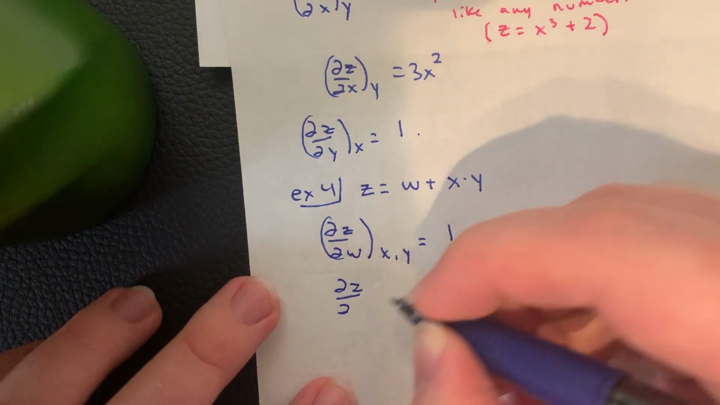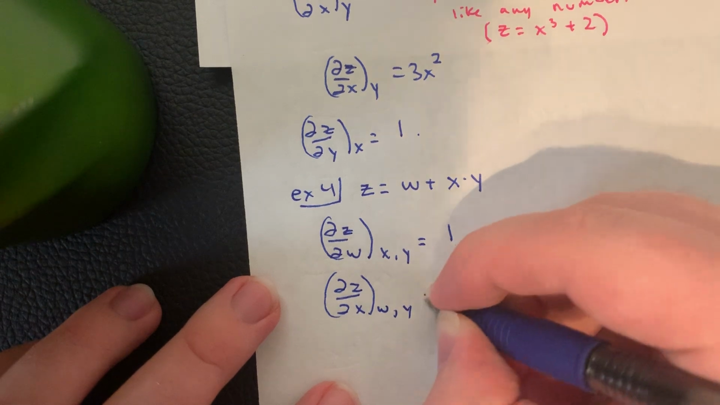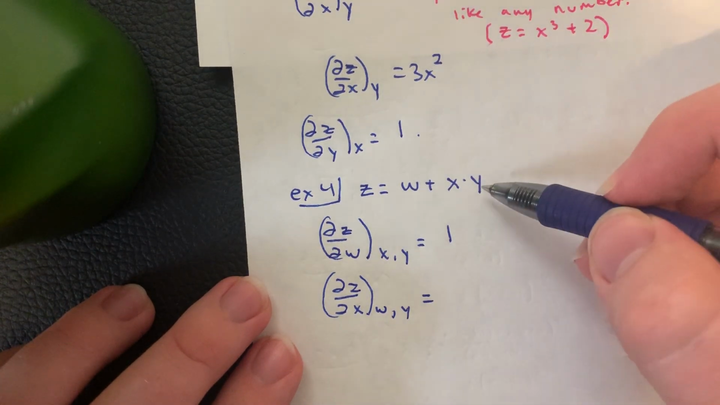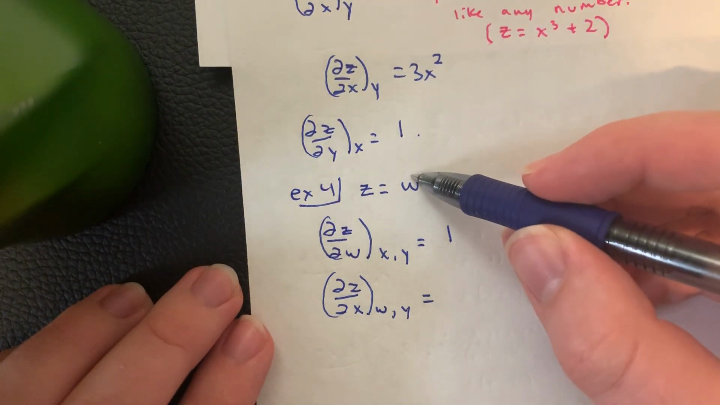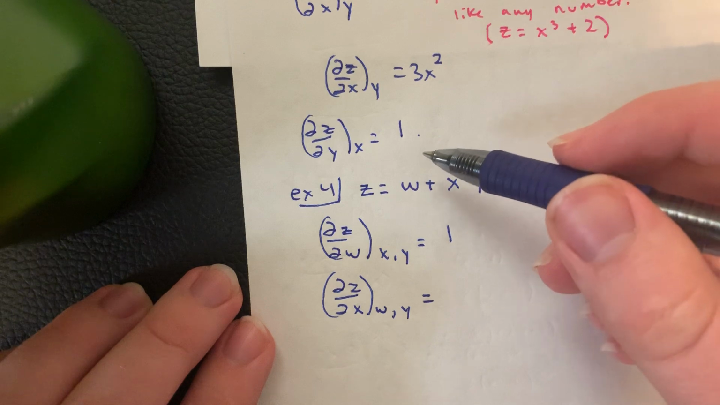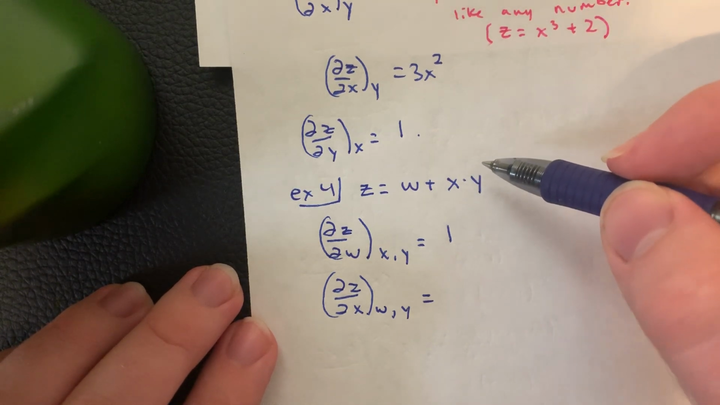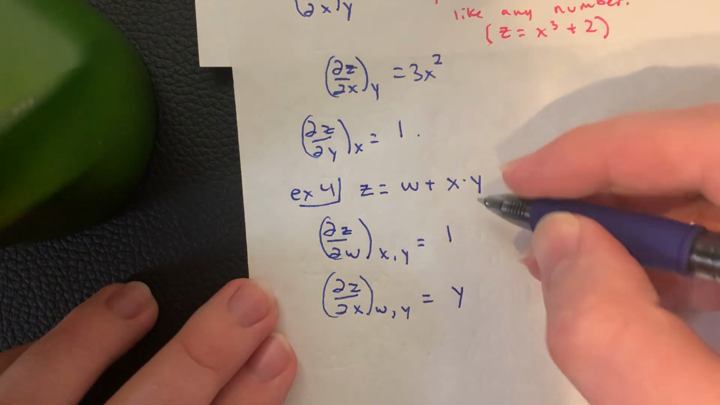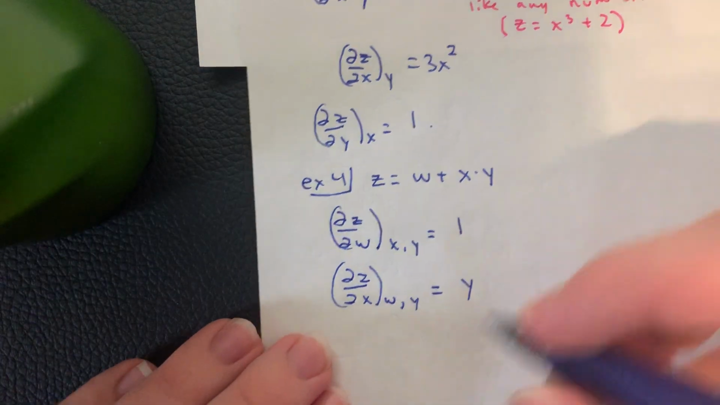Partial z, partial x, holding w and y constant. W is constant, we can treat that like a number. Y is constant, we could do the same thing. So the derivative of w is 0. The derivative of xy then is what? Yes, y. Because y is constant, you can call it like a 2 if you wanted to.